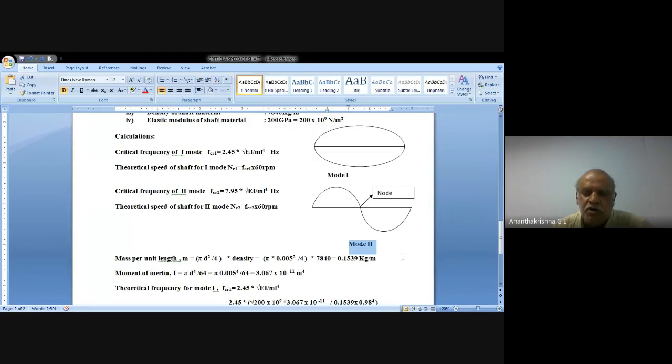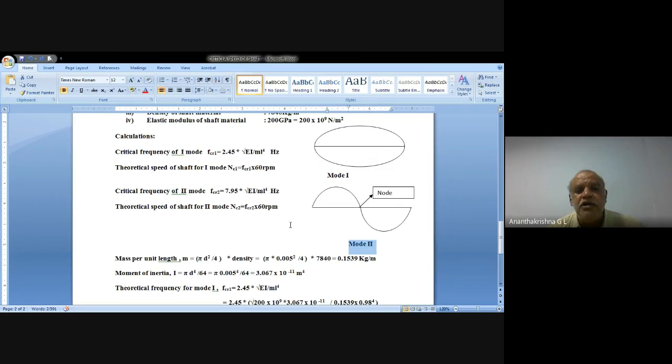So in mode 4, you will have 3 nodes. In mode 5, you will have 4 nodes. Like that, it will keep on going. But our experiment has a limitation of going up to mode 1 type of vibration and mode 2 type of vibration. That is, mode 1, you will get at one speed. Mode 2, you will get at another speed. So when we get mode 1 type of vibration, we would say it is the first critical speed. When it rotates at mode 2 type of vibration, we will say that it is rotating at second critical speed.